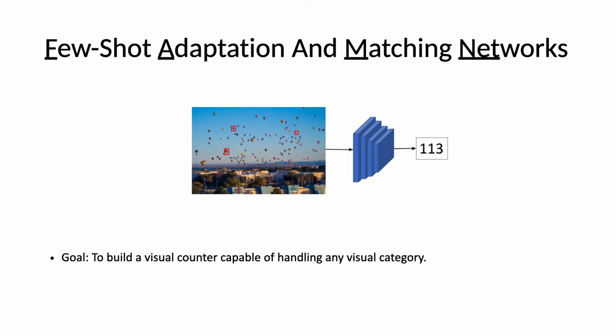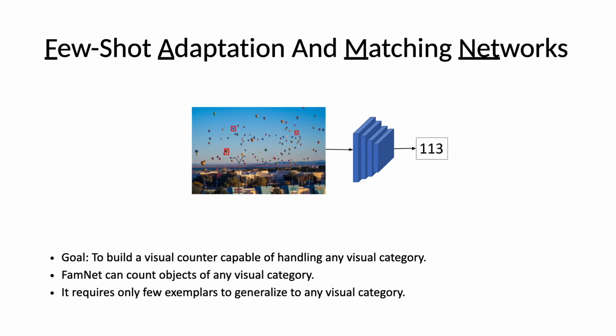So the goal of our paper is to build a visual counter capable of counting objects from any visual category. Towards this end, we propose Few-shot Adaptation and Matching Network, abbreviated as FAMNet, which requires only a few examples to generalize to any visual category.